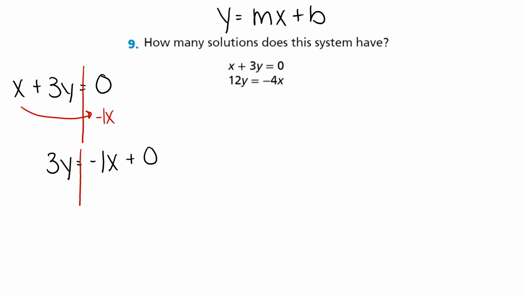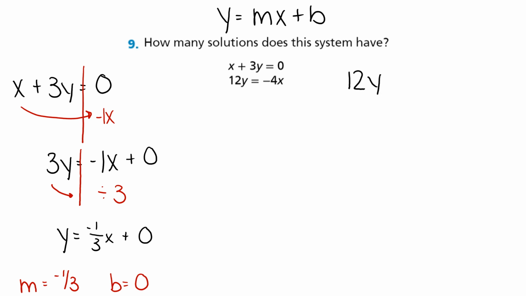The last step we need to do is isolate the variable y. To get y by itself, we're going to divide by the value 3. Negative 1 divided by 3 gives us a repeating decimal, which as a fraction would give us negative 1/3 x. And then 0 divided by 3 is 0. Again, you don't have to write the 0, but if it helps you visualize it, you can. Meaning our slope is the negative 1/3 and our y-intercept is 0.